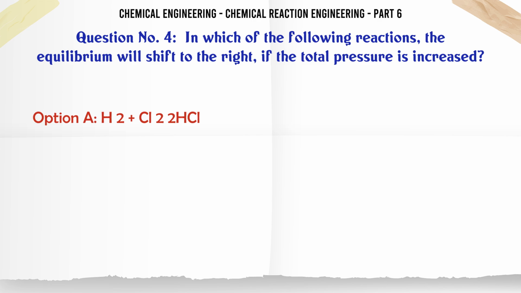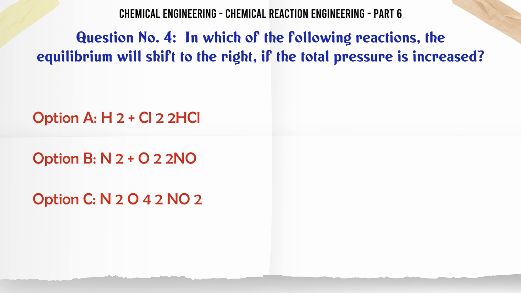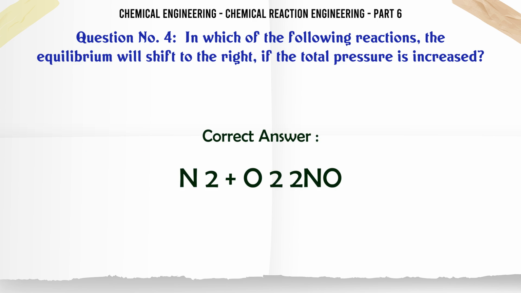In which of the following reactions will the equilibrium shift to the right if the total pressure is increased? A. H2 goes to 2H. B. N2 plus O2 to 2NO. C. N2O4 to 2NO2. D. H2 plus I2 to 2HI. The correct answer is N2O4 to 2NO2.